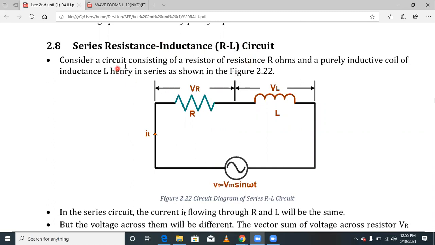Consider a circuit consisting of a resistor of resistance R ohms and a purely inductive coil of inductance L Henry. This is called the resistor, and this is called the inductor. So this is a series connection of resistor and inductor.